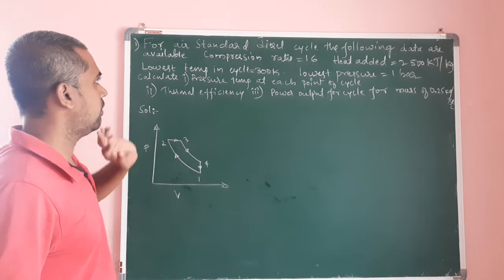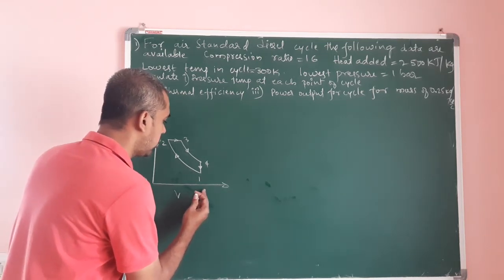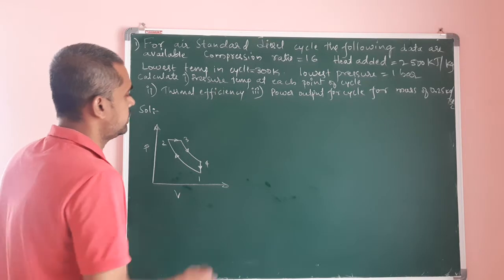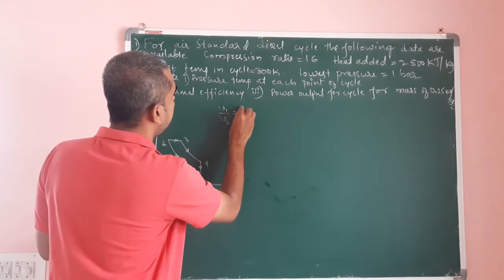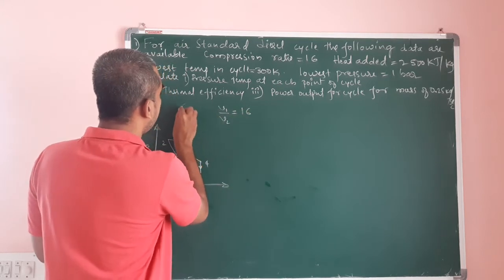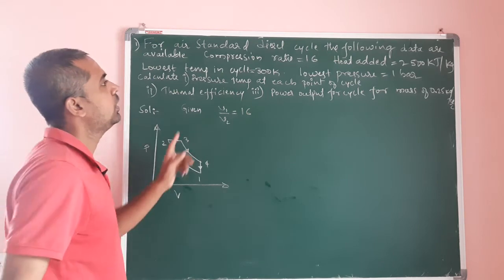Okay. What is given? They have given the compression ratio. Compression ratio is the volume before compression to the volume after compression. It is V1 by V2, and it is 16. Okay. I will write the given data initially. V1 by V2 is 16.